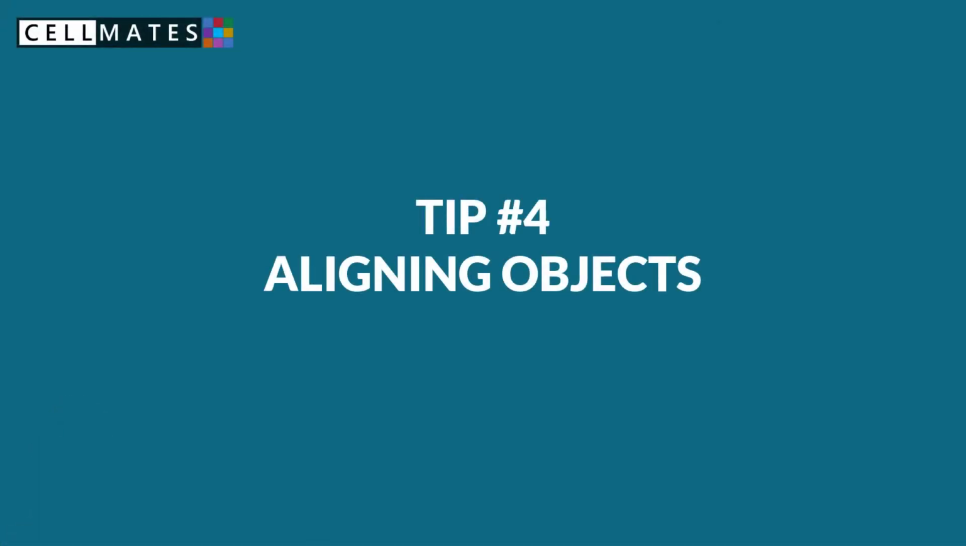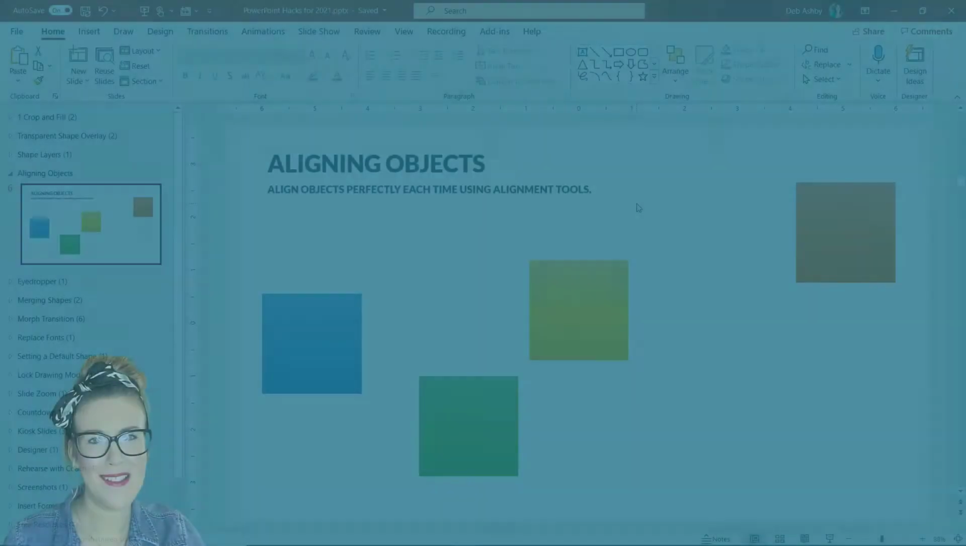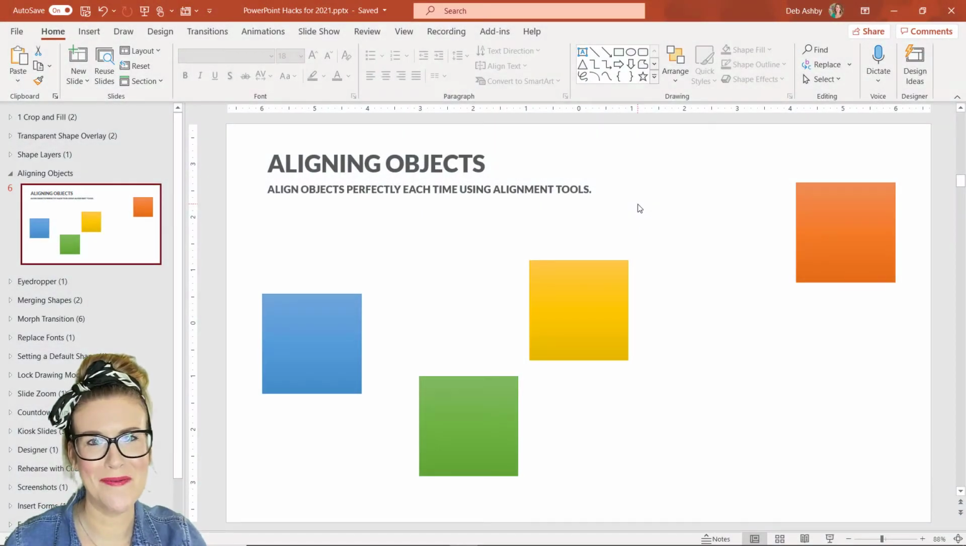Tip number 5, aligning objects. Nothing screams unprofessional more than receiving a presentation where all of the objects are not aligned correctly. And we have so many tools in PowerPoint that are going to help us align our objects so that everything looks nice and slick, clean and professional.